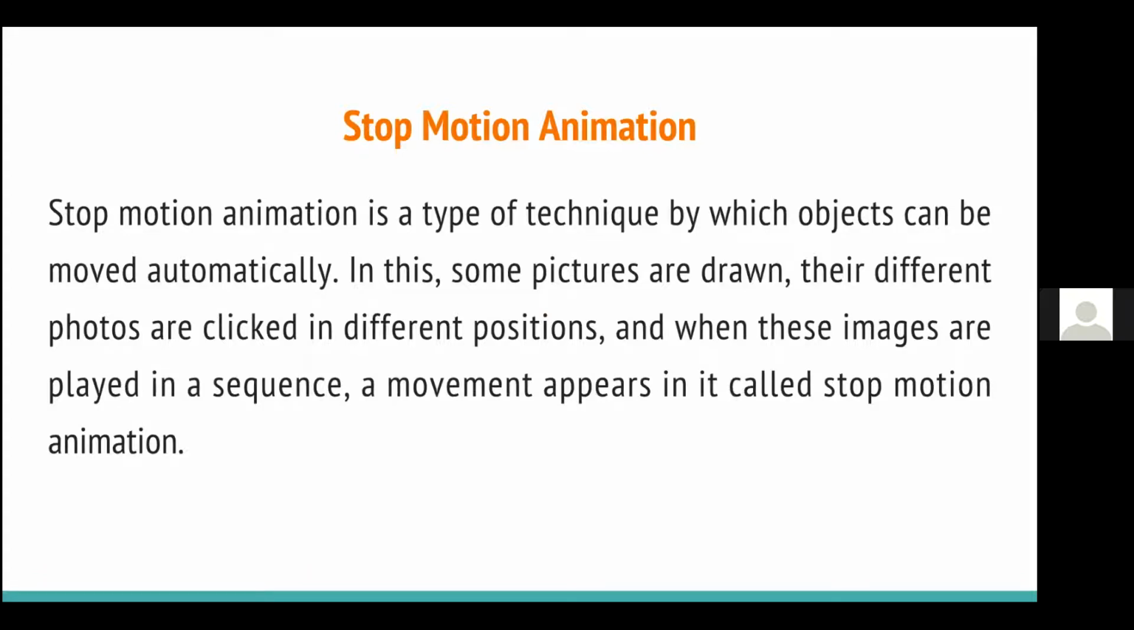Stop motion animation is a technique by which an object can be moved automatically. In this, some pictures are drawn. We can draw some pictures, we can use photos, we can use puppets, we can use any object, and we click different pictures in different positions, and we play these pictures in a particular sequence, the sequence in which we create that movie. The movement appears, we observe that they are moving. This is called stop motion animation.